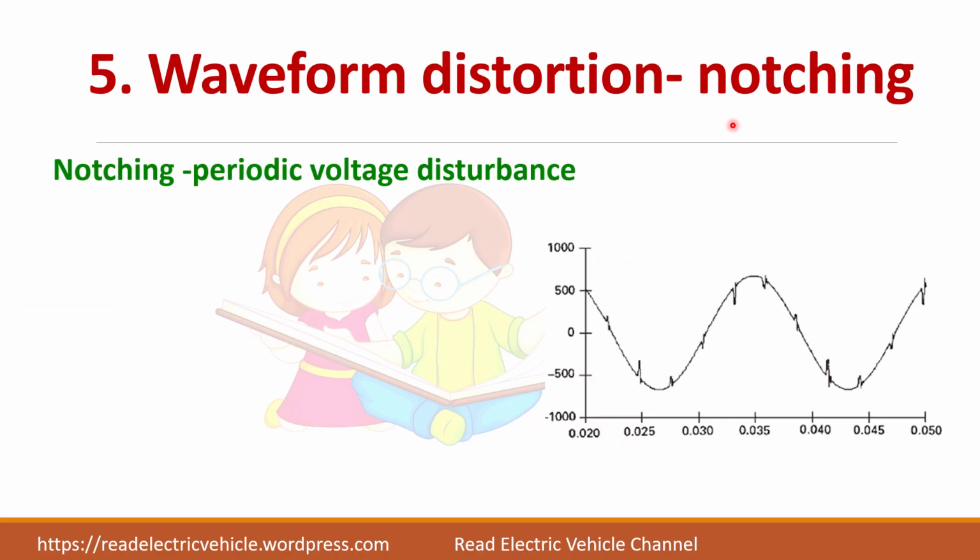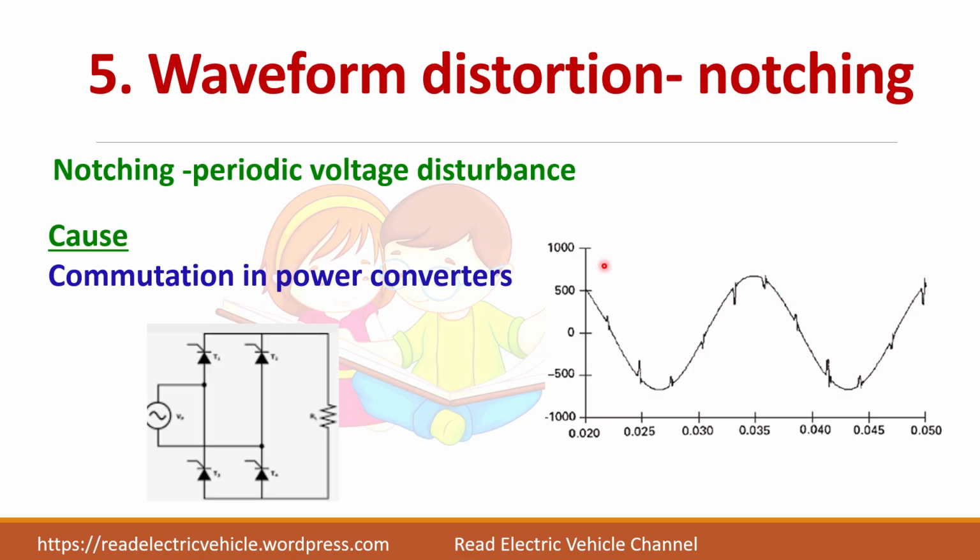Next, we will see about notching. This is also mainly due to the power electronic converters. You can see here in this sinusoidal voltage, periodically there are some notches. This is mainly due to the commutation when we use thyristors, we will turn off the thyristor. So commutation is the process of turning off the thyristor. Due to this process, there will be a small notch in the voltage waveform.